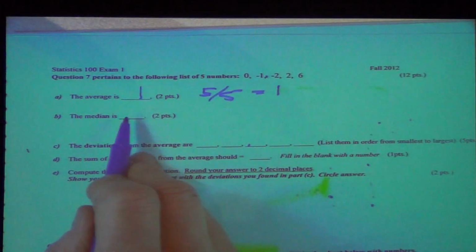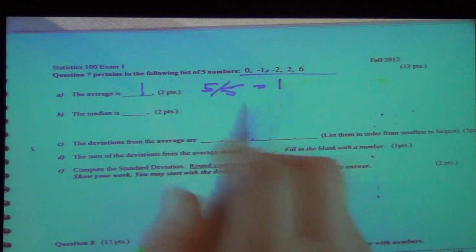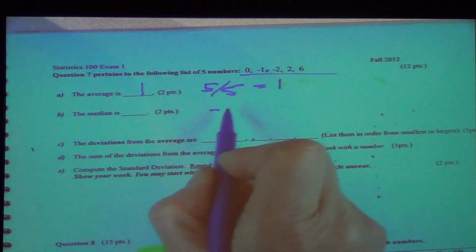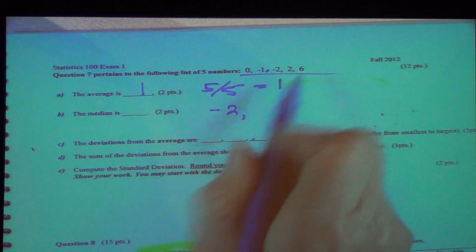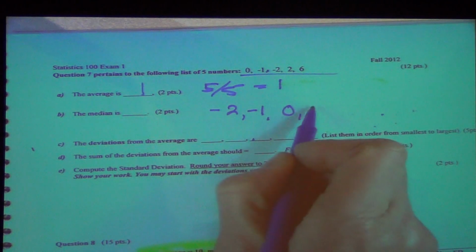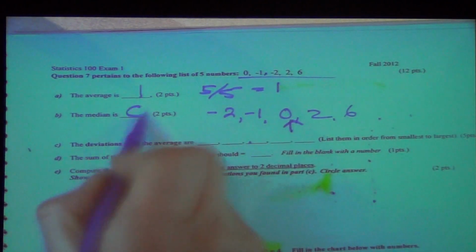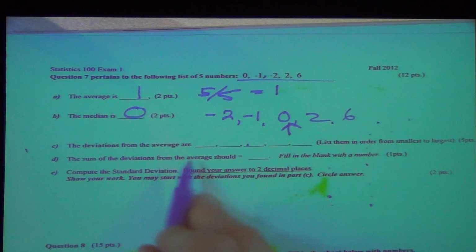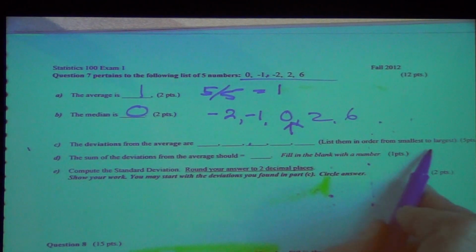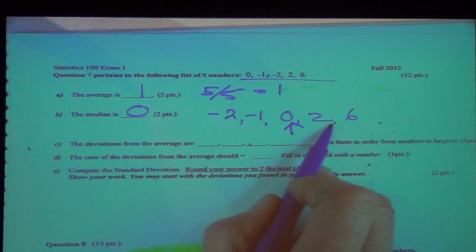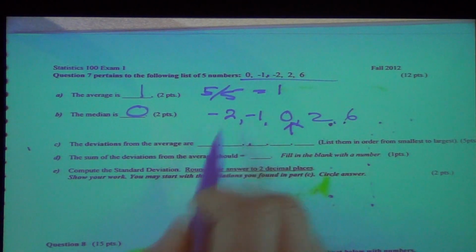Okay. Now, how about the median? Be careful. Arrange them in order from smallest, -2 to the largest. Right? And the middle number right there is the median. Now, deviations from the average. List them in order from smallest to largest. Have them from smallest to largest. So what are we just going to do?